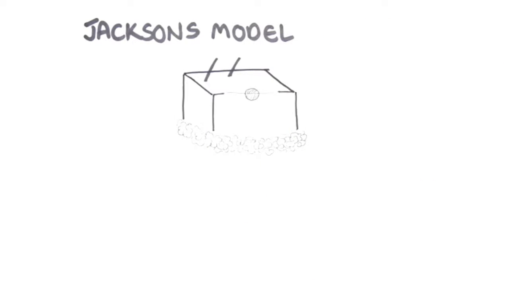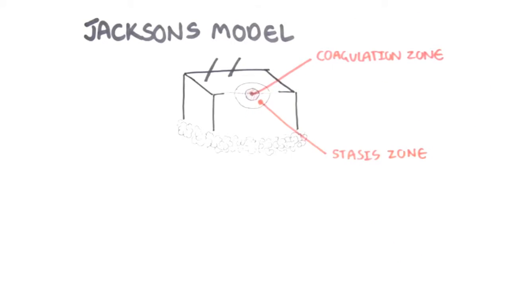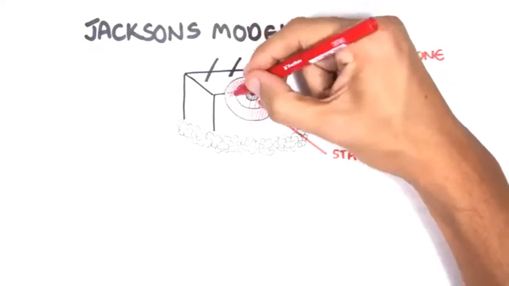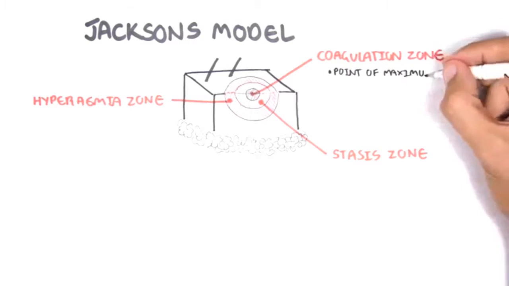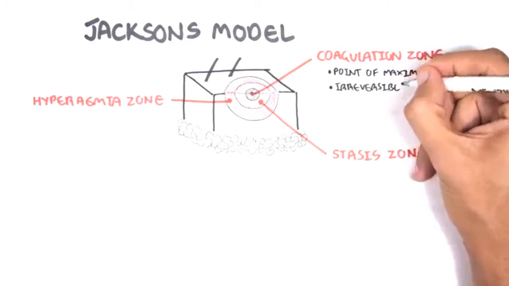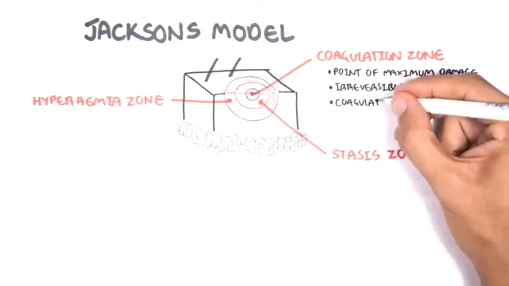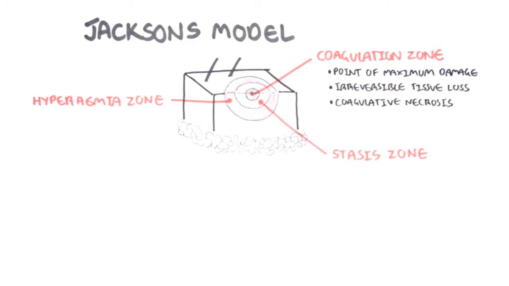The first zone is the zone of coagulation. Then it's the zone of stasis on the outside, and then the furthest part is the zone of hyperemia. So the zone of coagulation is essentially the point of maximum damage. In this zone, there is irreversible tissue loss due to coagulation of proteins. Thus, you get coagulative necrosis.